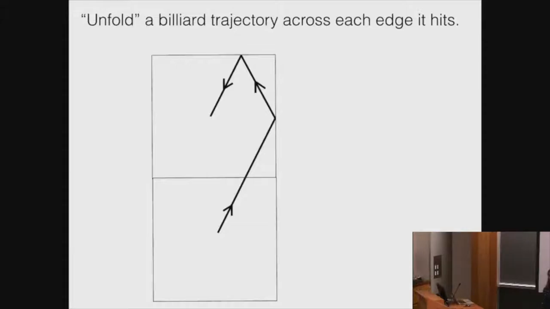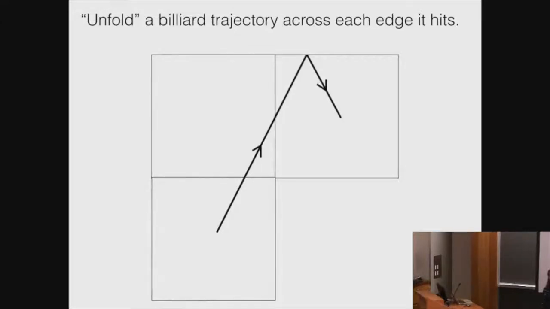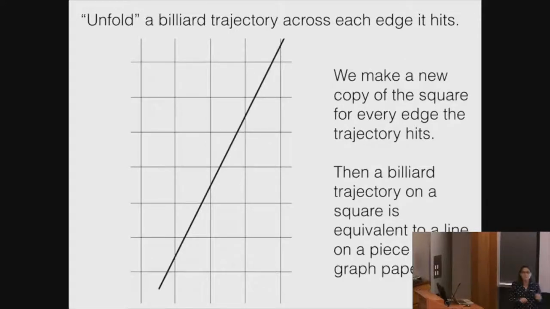And then when it hits the next edge, we'll do the same thing. We'll just reflect this across and so on. And then I'd make it go up. And if we keep doing this, we'll basically just get a line on a piece of graph paper. So if you're thinking about a billiard trajectory in a square, it's the same as studying a line on a piece of square graph paper, which is easier. So there you go. And this is a powerful technique, especially for things that tile the plane like squares, because it makes it easier to analyze.